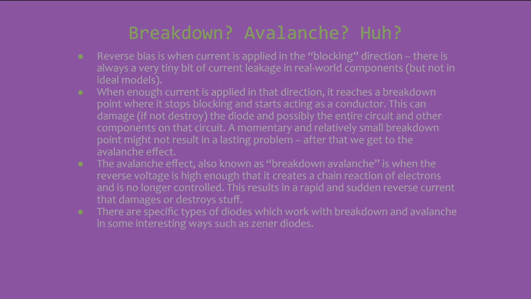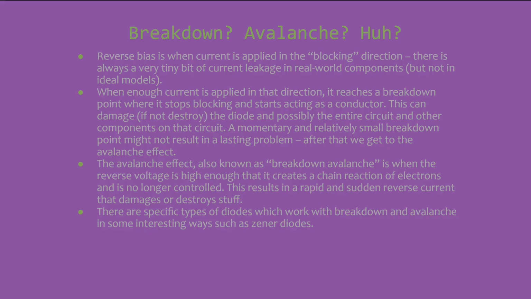All right, so I mentioned breakdown and there's avalanche, but what does this all mean? Well, reverse bias is when the current is applied in the blocking direction. There's always a very tiny bit of current leakage in real world components, but you won't see that in ideal ones unless you have a model that models that.